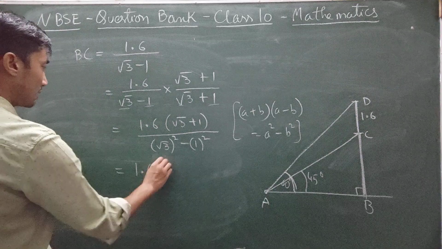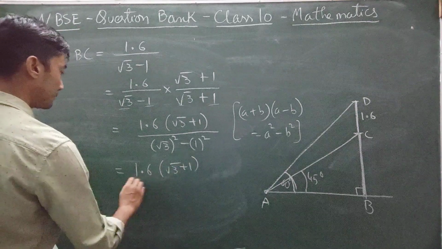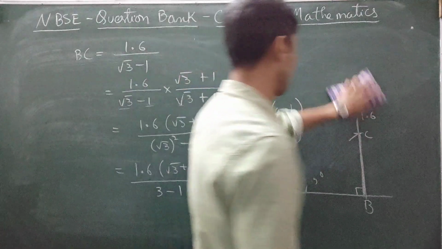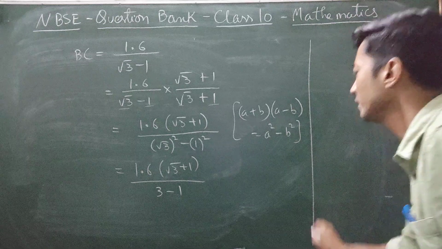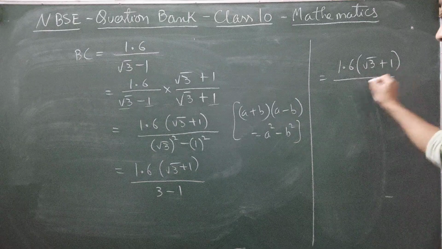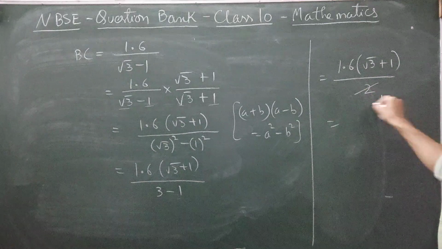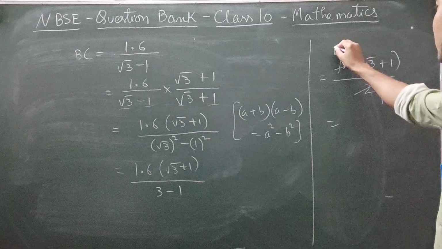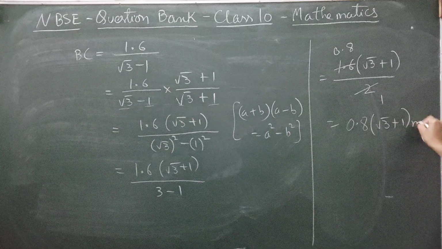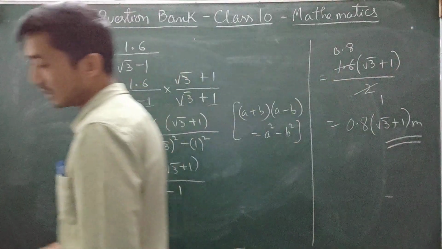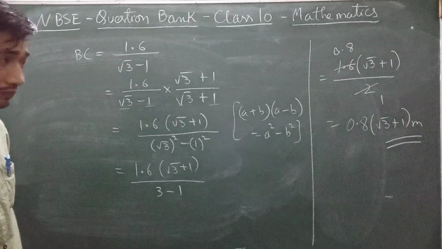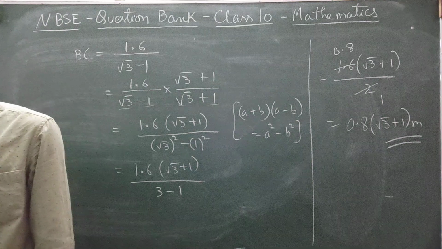So that's 1.6 root 3 plus 1, over root 3 square which is 3, minus 1 square which is 1. That's 2. If we divide by 2, we get 0.8. So that's 0.8 root 3 plus 1 meter, or centimeter, whatever the unit is. Meter. Okay, so that's the height of the pedestal, yes.